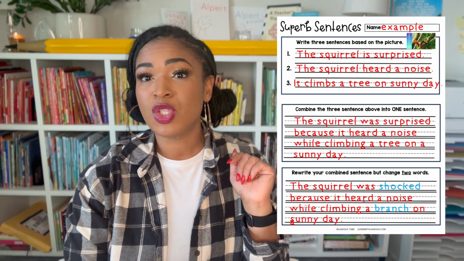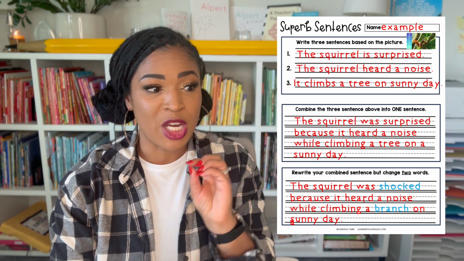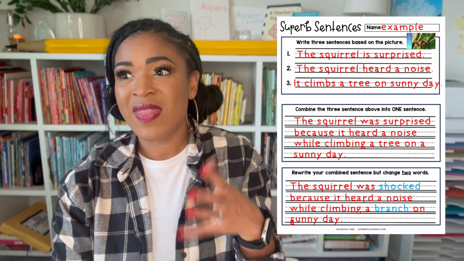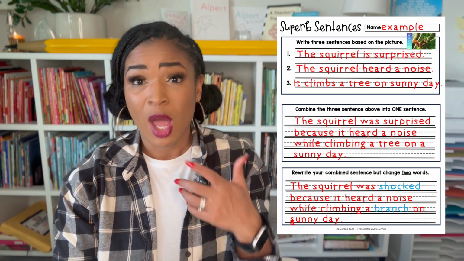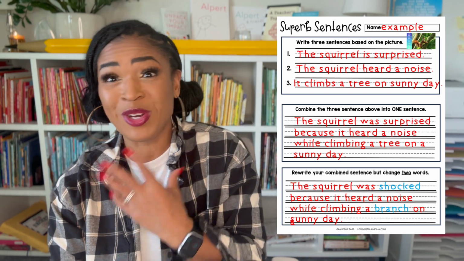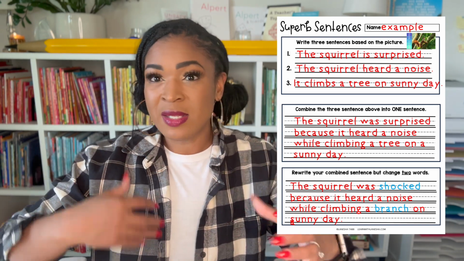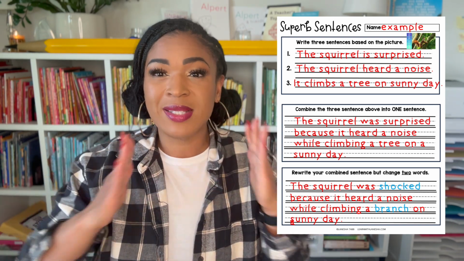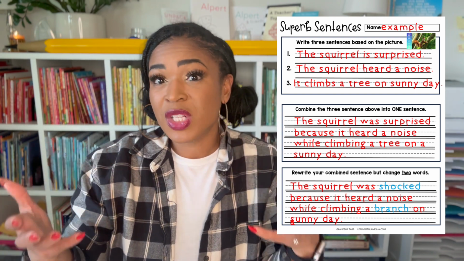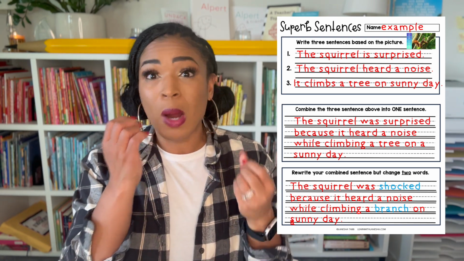But maybe the students will say something like, the squirrel was surprised because it heard a noise while climbing a tree on a sunny day. And that can go a lot of different ways, right? You can say, while climbing a tree on a sunny day, the squirrel was surprised when it heard a noise. So that is the power of syntactic awareness, because the sentences can go together in multiple ways, and it's not about being right or wrong. It's about what makes the most sense, what's the most clear, and just the really cool conversations that come out about grammar are really powerful.